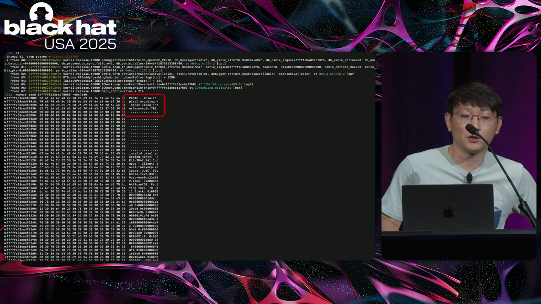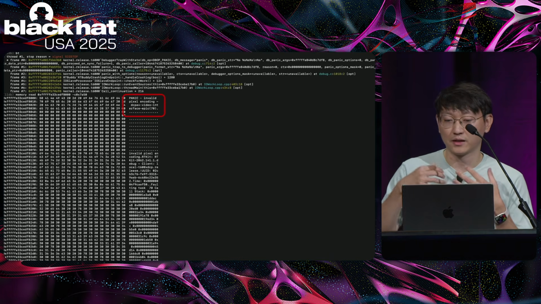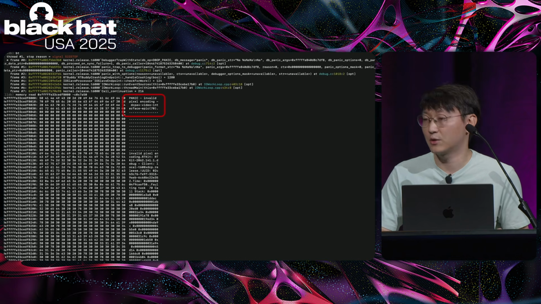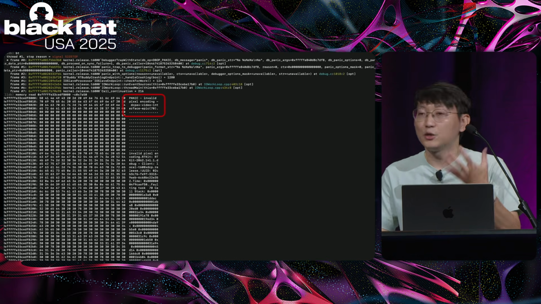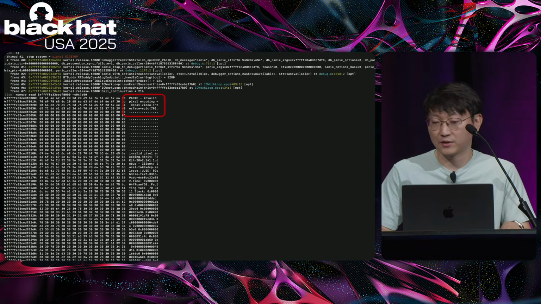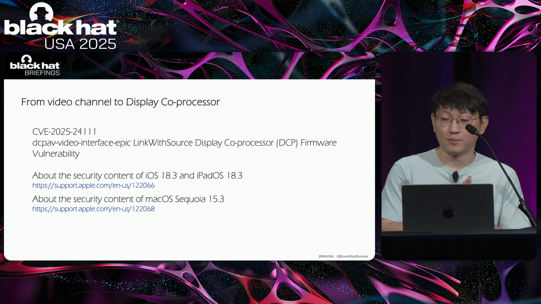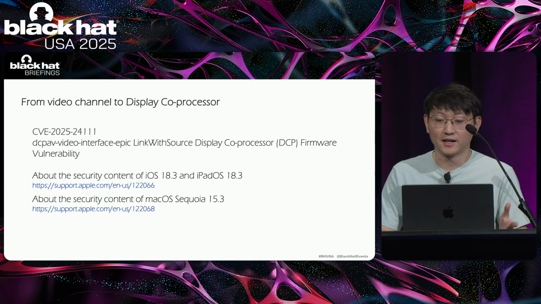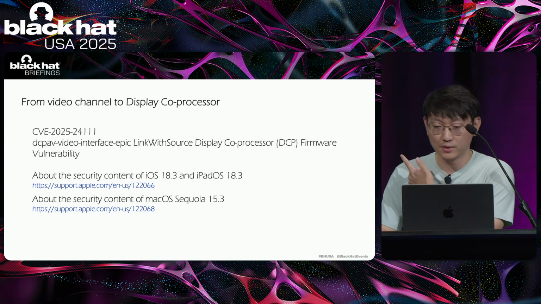Our fuzzer also discovered several interesting new interfaces, including a video interface that has received little attention in previous security research. Using these interfaces, a user mode application can directly communicate with DCP firmware without any permissions or entitlements. All those crashes marked a breakthrough in our research. By further analyzing these interfaces, we discovered additional vulnerabilities, including this one.